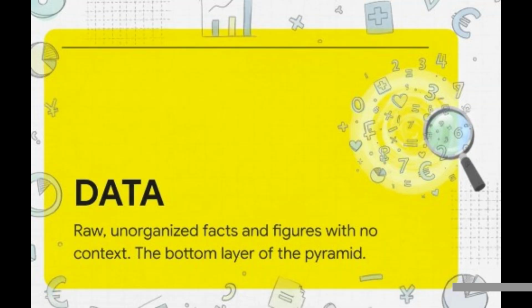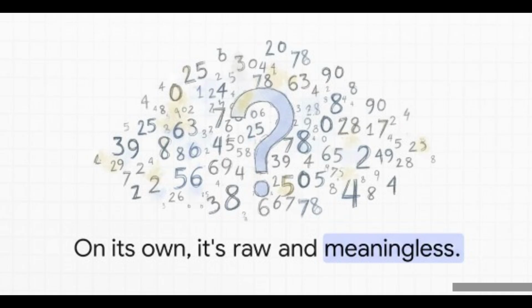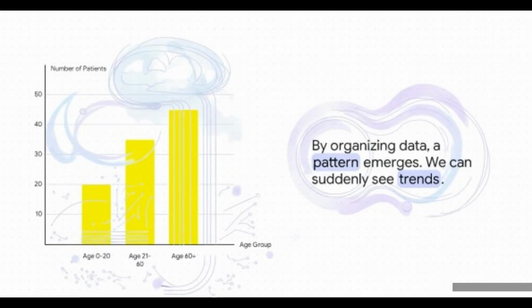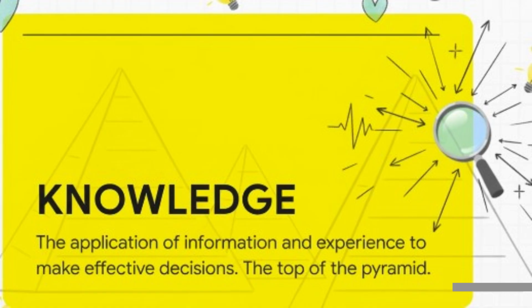Right at the very bottom, we have data. This is just raw, unorganized fact. Imagine a list of patient ages at a doctor's office. By itself, that list just means nothing. It's literally just a bunch of numbers. But then, when you take that raw data and process it, it becomes information. All of a sudden, it starts answering questions like who, what, and where. That boring list of ages has now become a helpful chart of the age breakdown of the patients who came in last week. See, now it has some context.